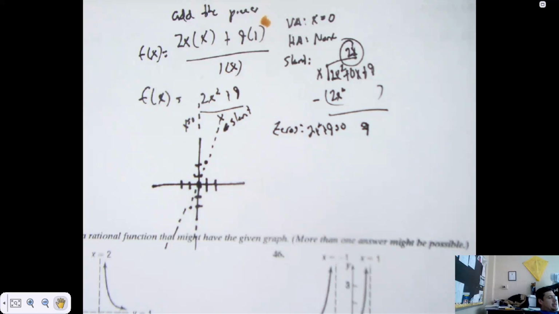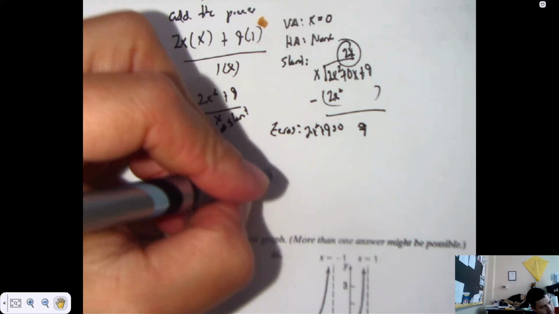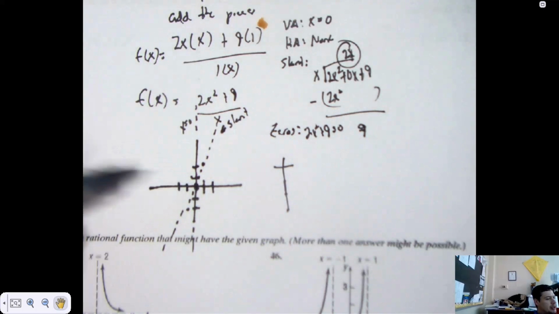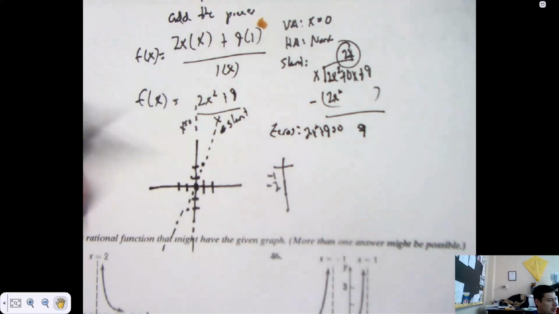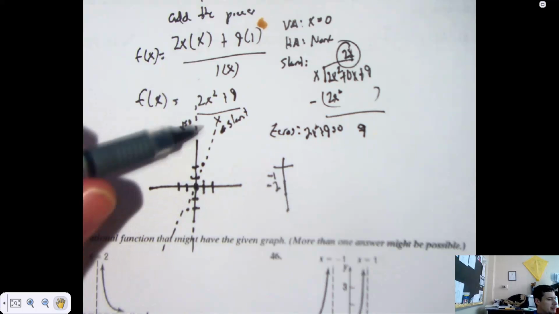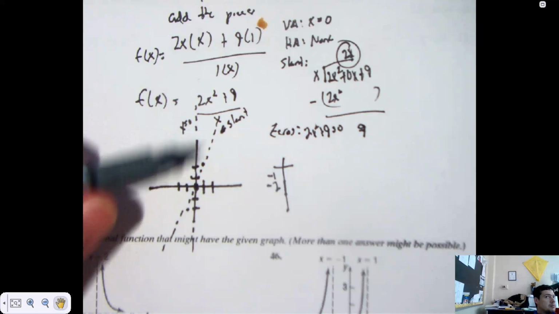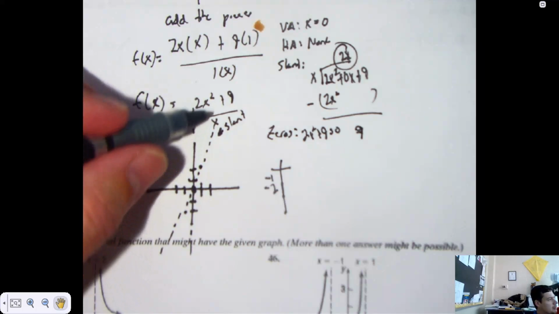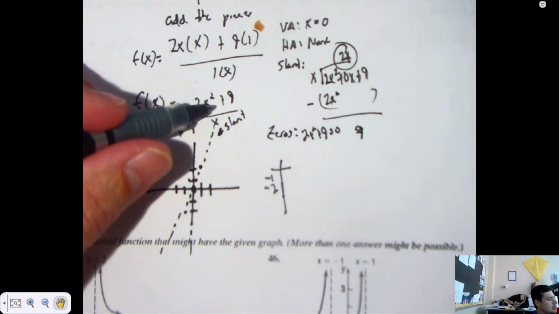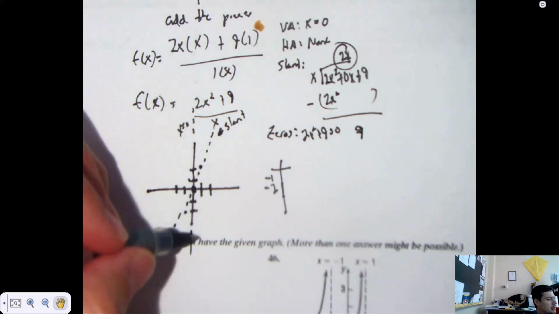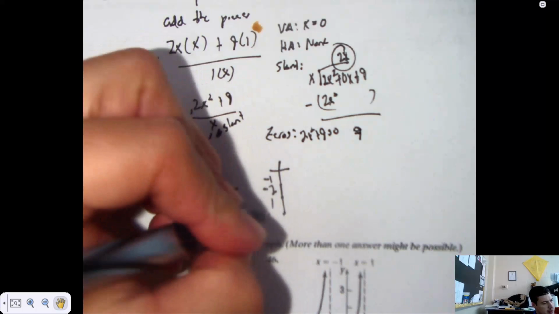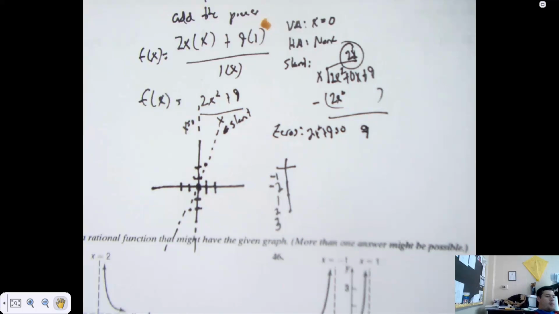The rest of this thing is make tables. I have no idea what this thing looks like, but I'm probably just going to plug in a -1 and a -2. Part of me thinks there might be something happening in here. My guess is it's going to come from up high and then aim towards that slant asymptote. And it's probably going to come from down low and do something too. So I'm going to go ahead and plug in 1, 2, and 3 and see what happens.